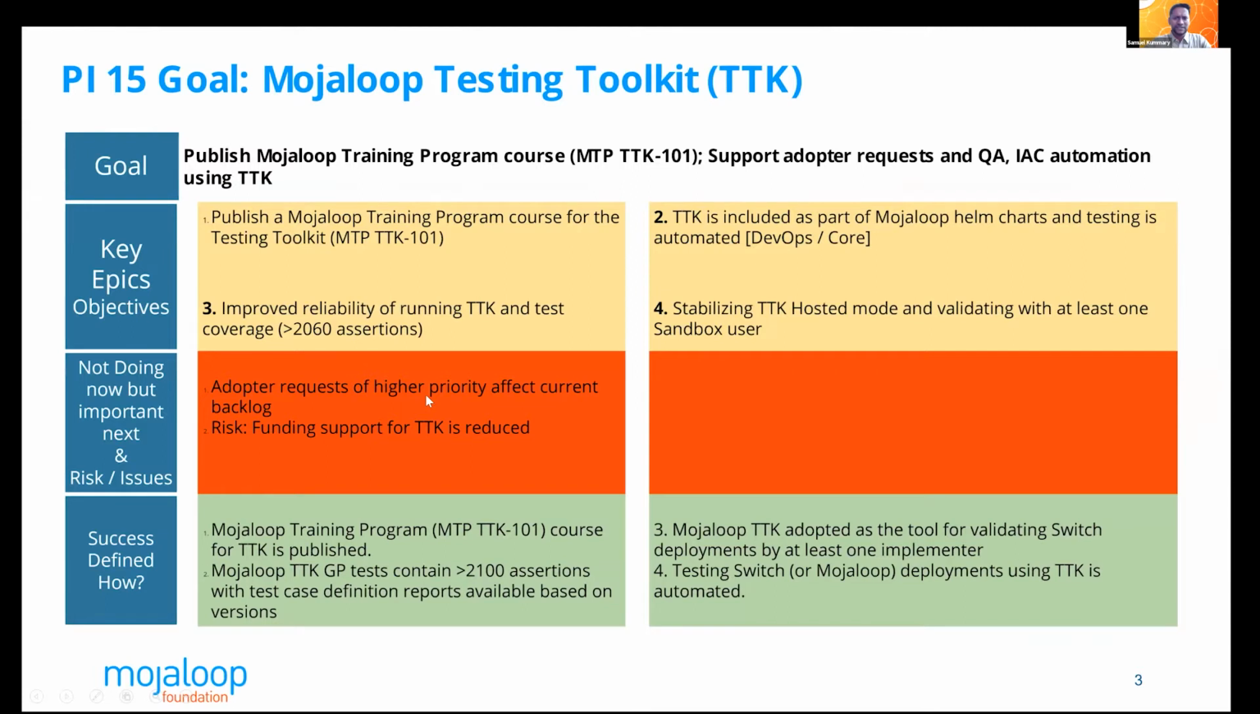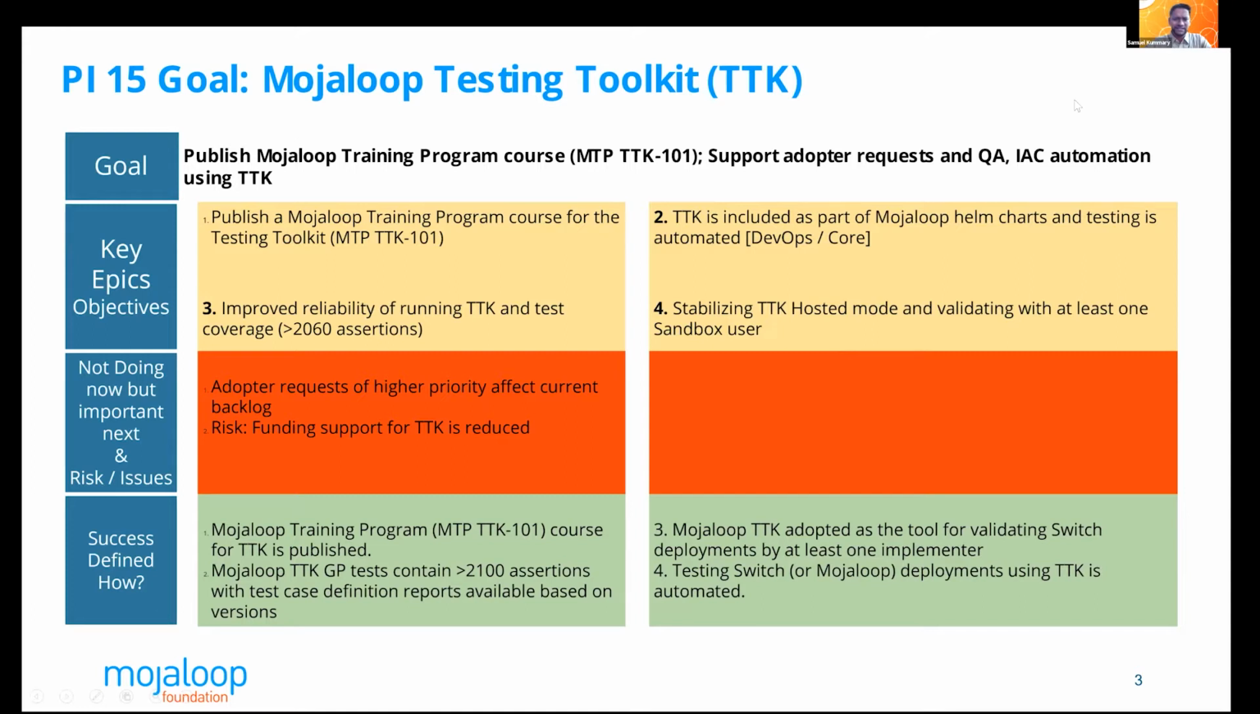As usual, wanted to start off with where we started off PI 15. These were some of the goals we had. Actually, these were all of the goals, sorry. We wanted to publish the Mojo Loop training program course for the testing toolkit, and wanted the testing toolkit to be part of Mojo Loop Helm charts where testing is automated. And I wanted to increase the reliability and test coverage for the tests that we have. And then wanted to stabilize the hosted mode of the testing toolkit.